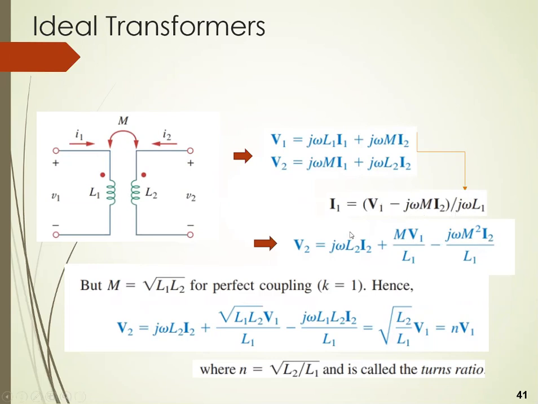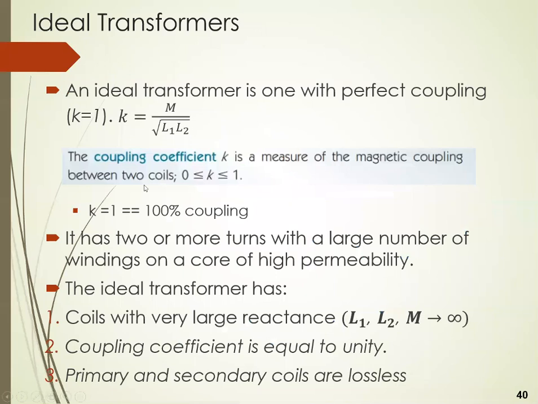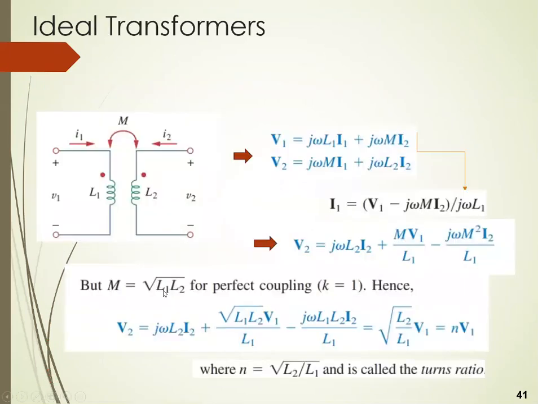But if you remember that M, for a perfect coupling, if k is equal to 1, then M is just going to be the square root of the product of L1 and L2. So if we substitute for M into this equation with this product, we obtain this result.